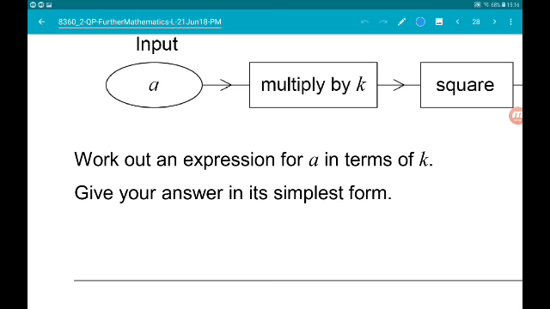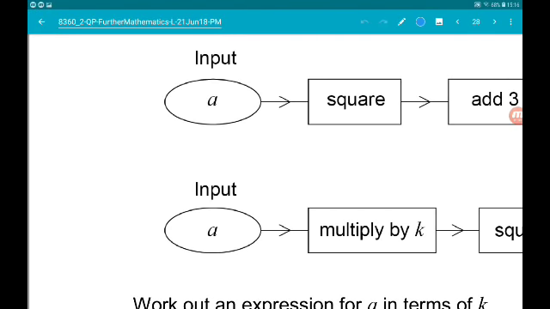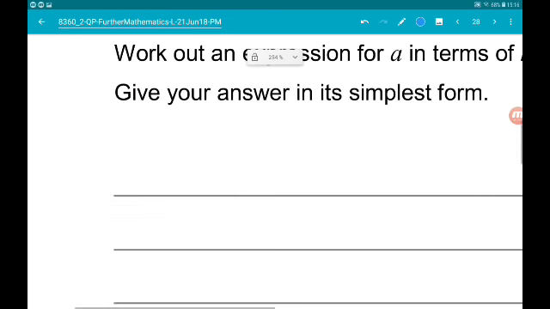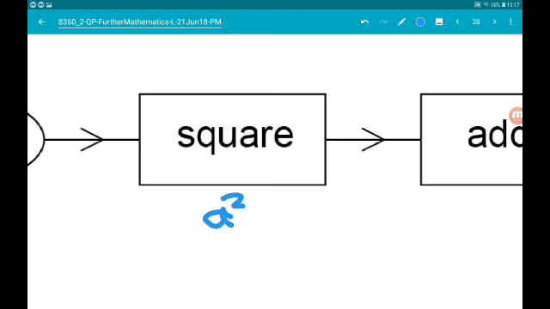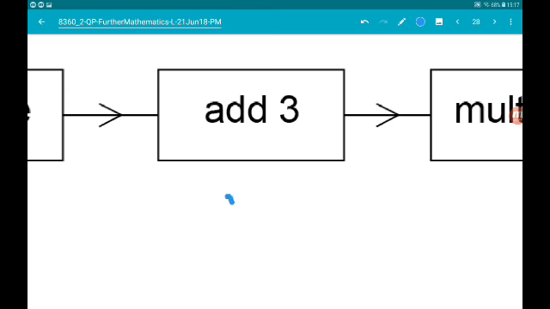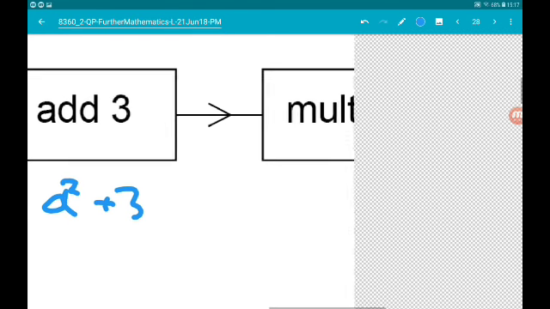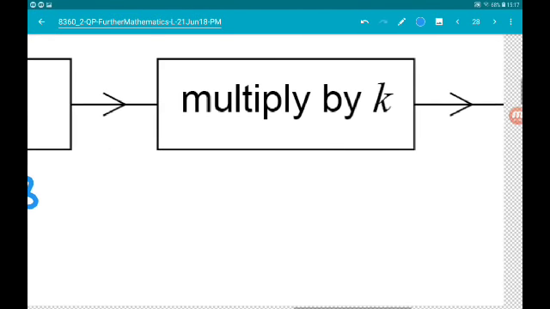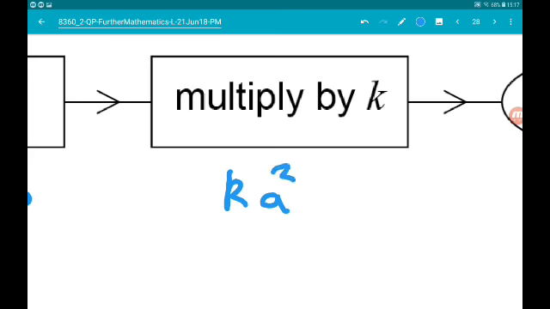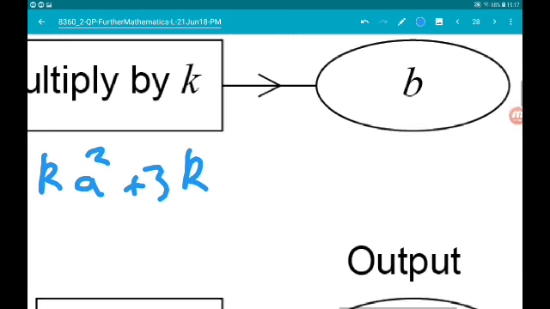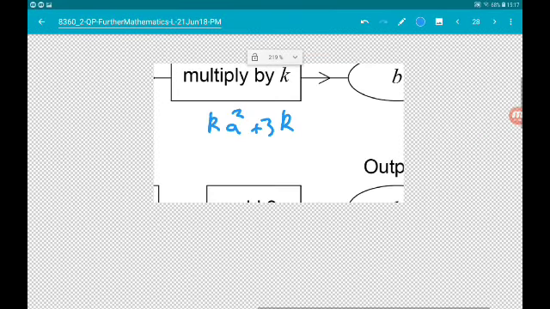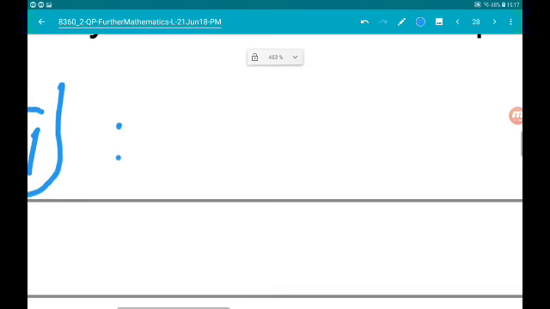Okay, so let's call these guys 1 and 2. So, in 1, if we go through it, we put in A, we square it, and that gives us A squared. We then add 3, that gives us A squared add 3. We then multiply by K, so that's going to give us KA squared add 3K, and that is equal to B. So we can say that KA squared add 3K is equal to B.